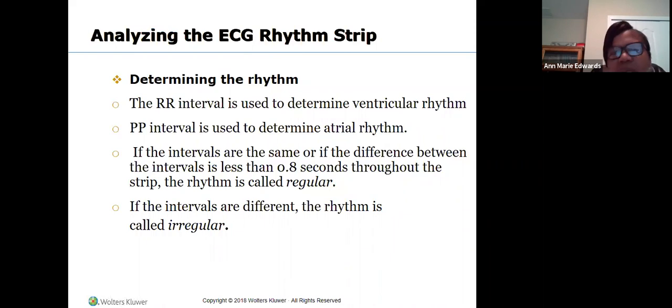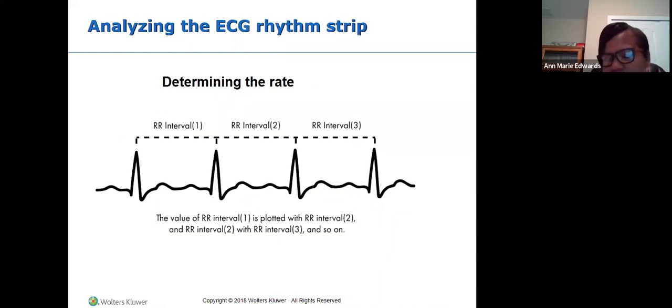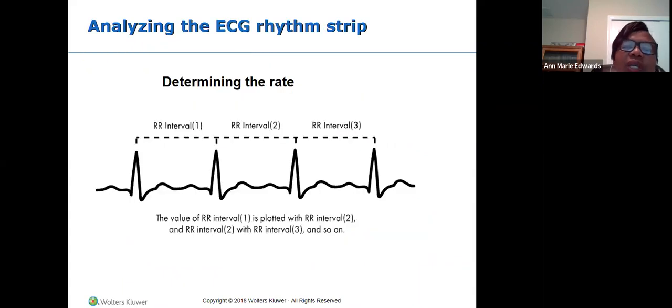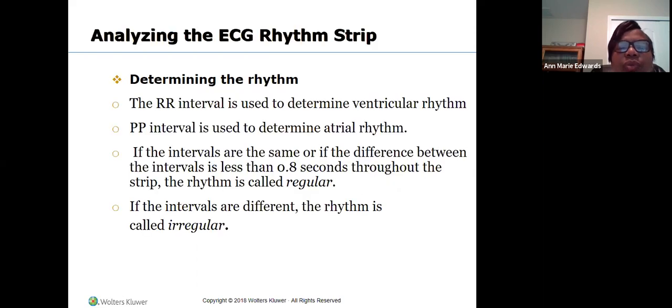All right, so we decide how we're going to determine the rate. That's the first thing in doing your ECG strip. Then we determine how we're going to do the rhythm. How are we going to calculate the rhythm? First thing you need when you're analyzing your ECG is calculate the rate. Okay, and we look at 3 ways to calculate the rate.